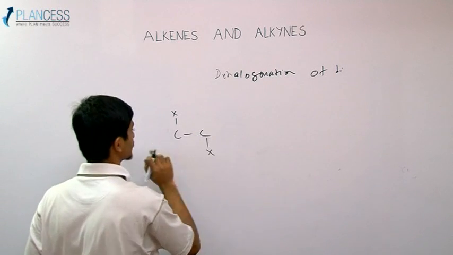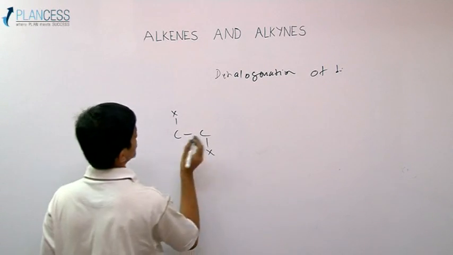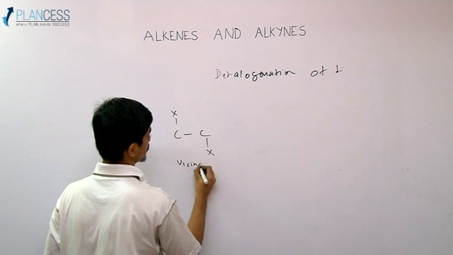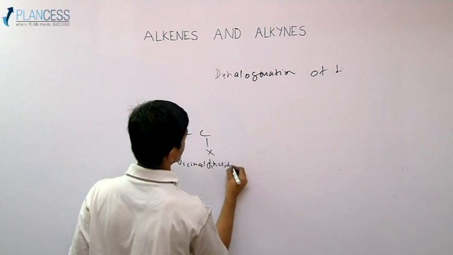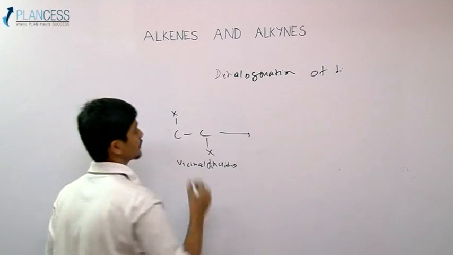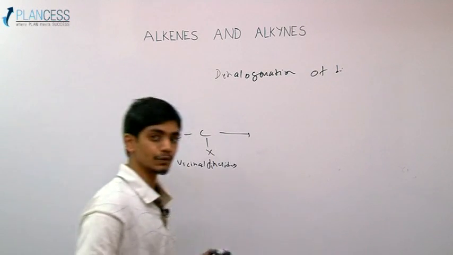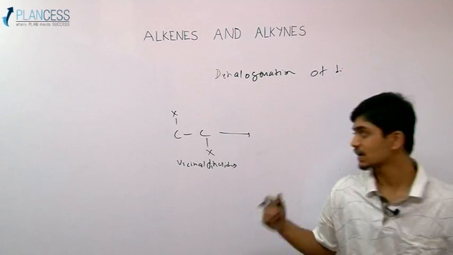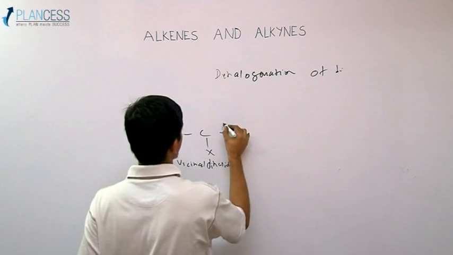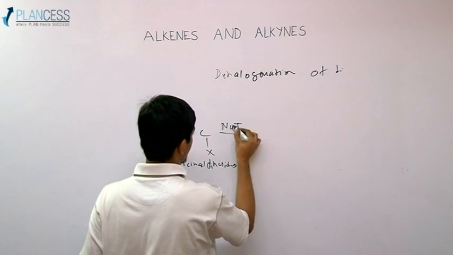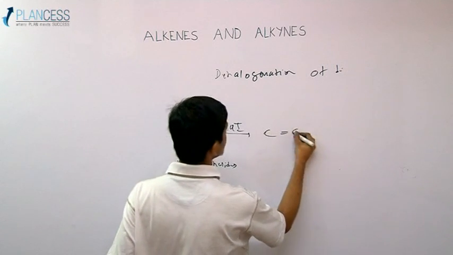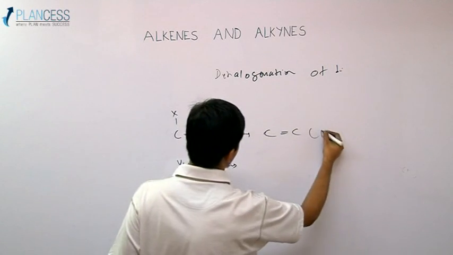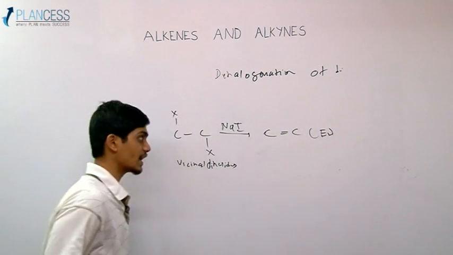If two halo atoms are present on adjacent carbons, those types of halides are called vicinal dihalides. When they undergo the E2 reaction, here also we require a base, and here we take NaI. And when we take the base over here, what we get as a product is this. It follows the E2 mechanism, that is a bimolecular reaction.